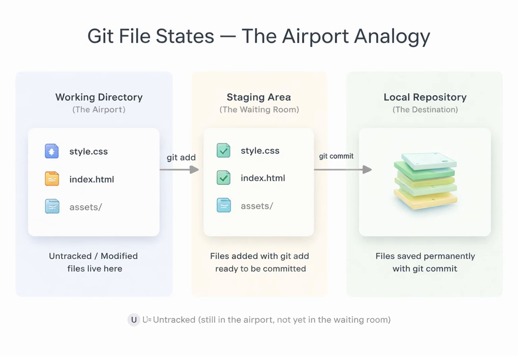Now let's understand the different states a file can be in when you're working with Git. And there's a great analogy to help you remember this. Think of your project folder as an airport. When files are untracked or modified, they're just wandering around inside the airport. Git knows they exist, but hasn't done anything with them yet. The staging area is like the waiting room. When you run git add, you're moving files from the airport floor into the waiting room, saying, these are the files I want to save. And the local repository is the final destination. When you run git commit, those files are permanently saved as a snapshot in your project history. The letter U you see next to files in Git means untracked. Those files are still in the airport, not yet in the waiting room.